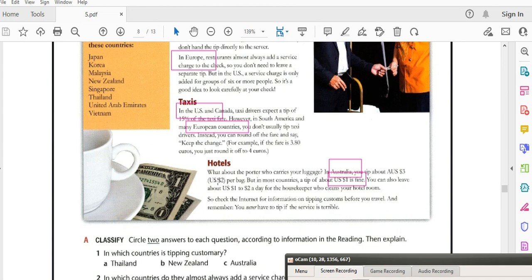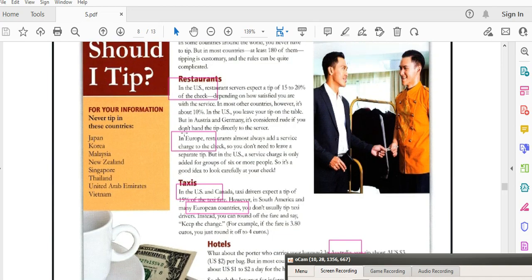Hotels. What about the porter who carries your luggage? In Australia, you tip about $3 Australian, $2 US per bag. But in most countries, a tip of about $1 US is fine. You can also leave about $1 to $2 US a day for the housekeeper who cleans your hotel room. So check the internet for information on tipping customs before you travel. And remember, you never have to tip if the service is terrible.